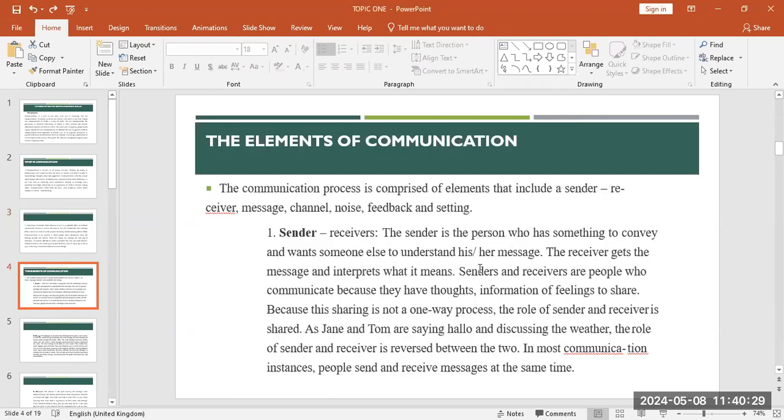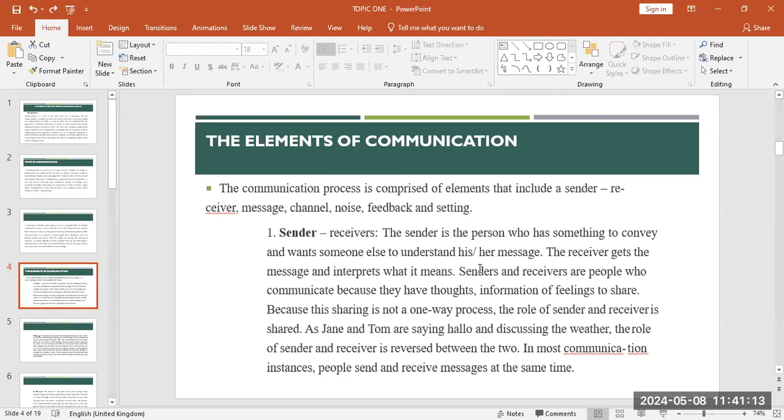We move on. What are some of the elements of communication? We have various elements of communication, and one of them is the sender. Who is a sender? A sender is a source: the person who has an idea and wants to communicate it to other people. That person with the idea is called the source or the sender. The sender can be a person. The sender can also be an organization.